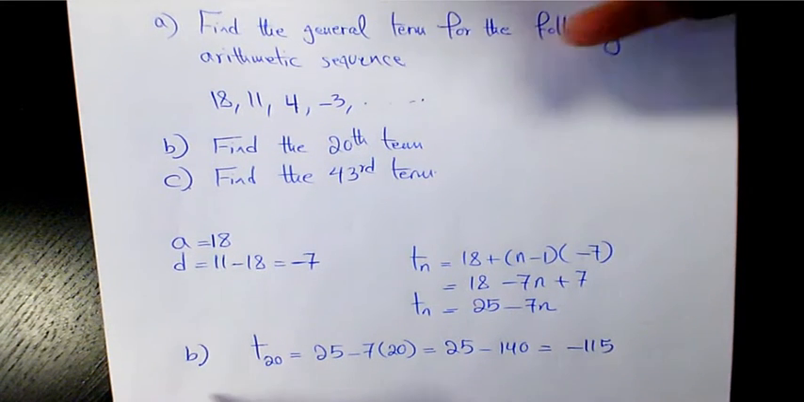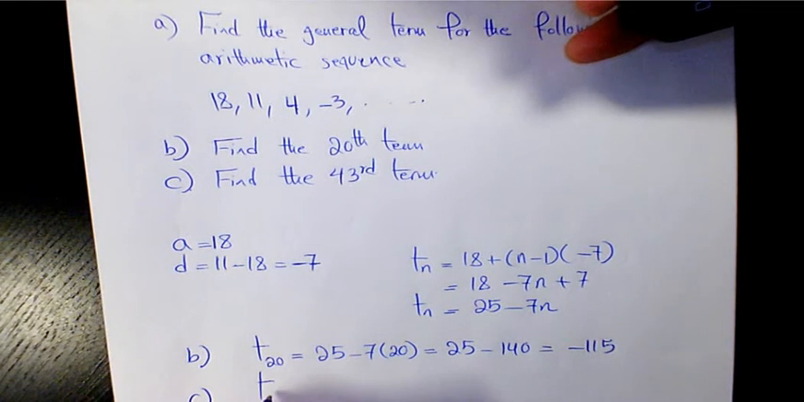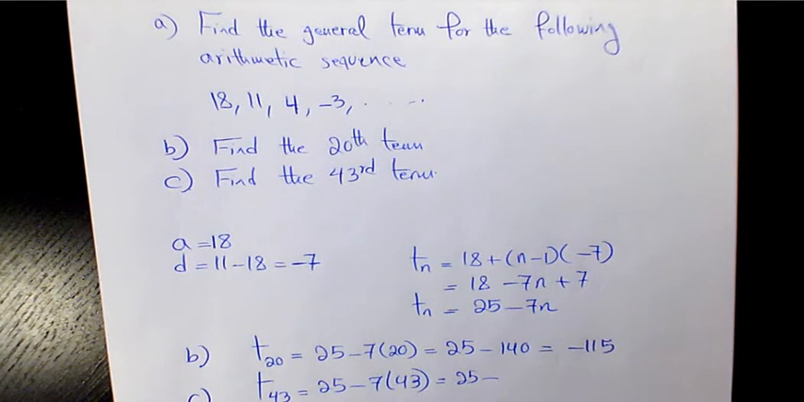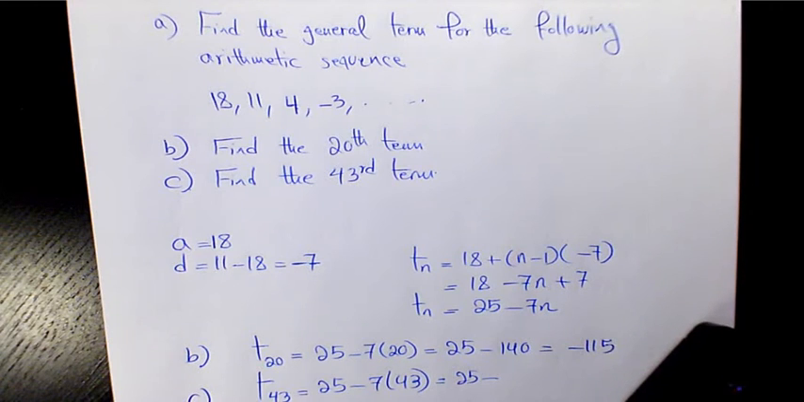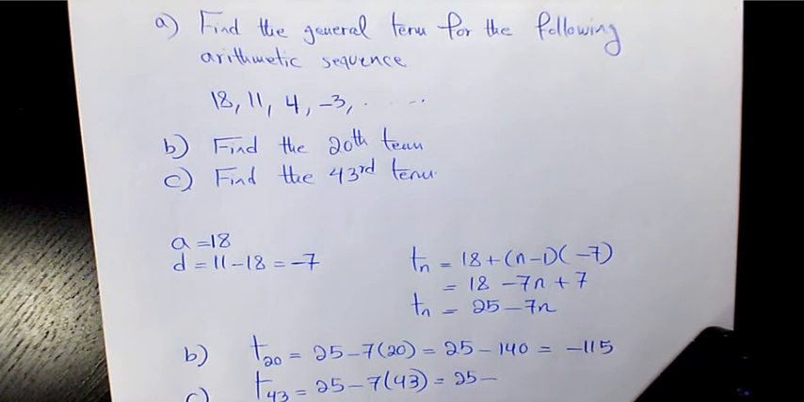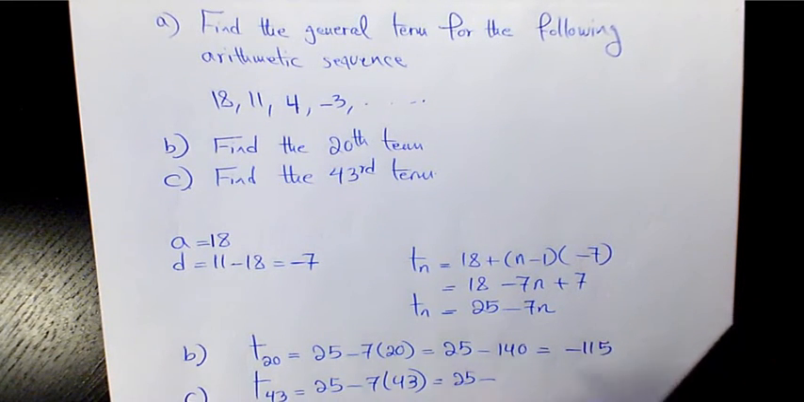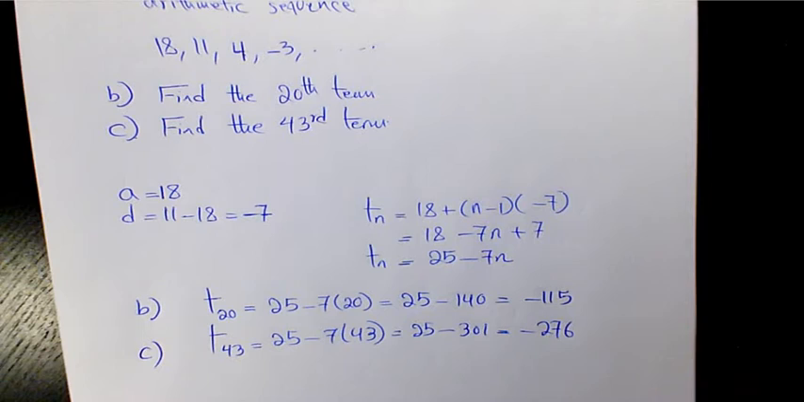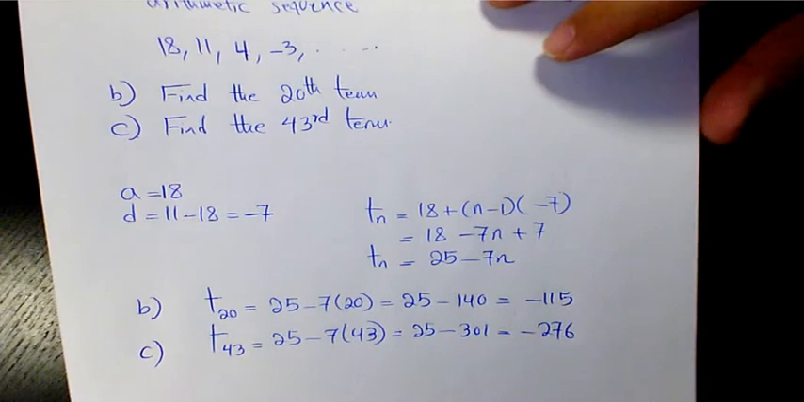So C is going to be the 43rd term. So T43, 25 minus 7 times 43. 25 minus 7 times 43, that's 301. 25 minus 301 is going to be negative 276. That's the 43rd term.